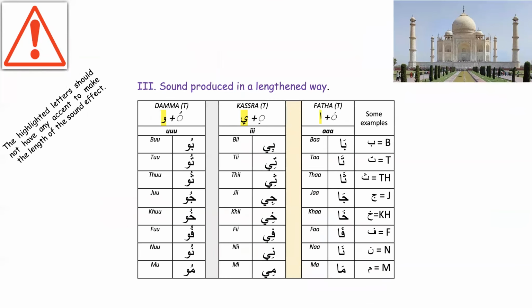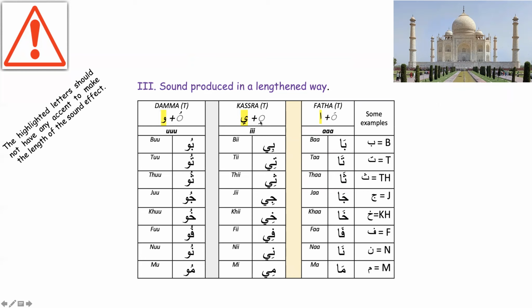The third case is when the sound is produced in a lengthened way. To make it happen, we take the same three accents, I mean the A, the E, and the O. To be able to produce a lengthened A sound, it should be followed by this stick called alif. Whenever the fatha is followed by alif, the sound is lengthened. Aa.